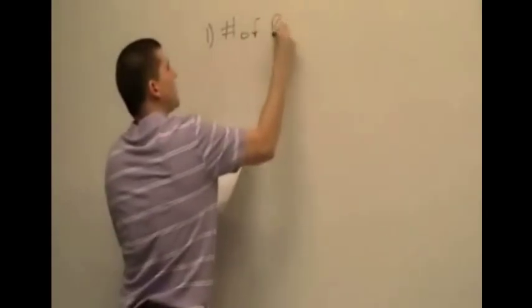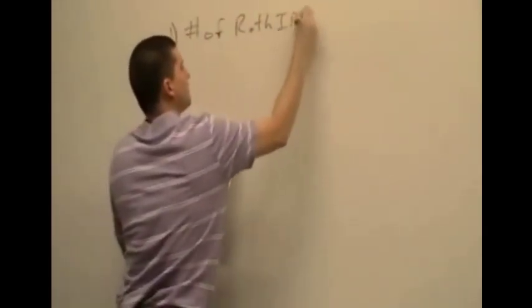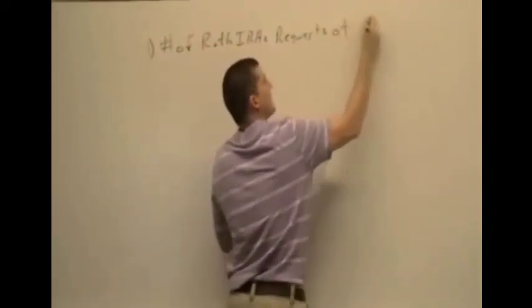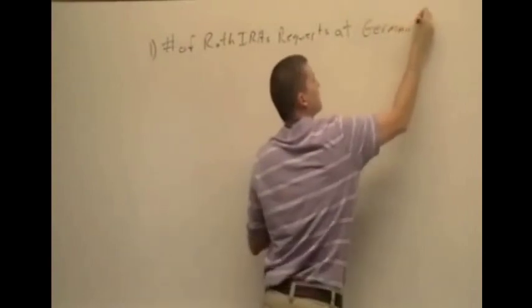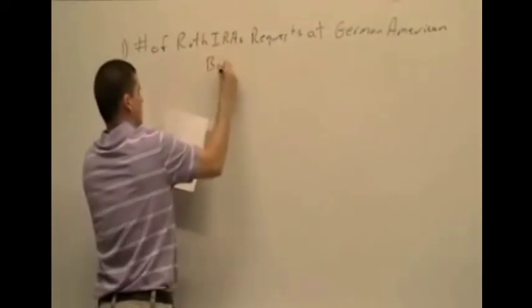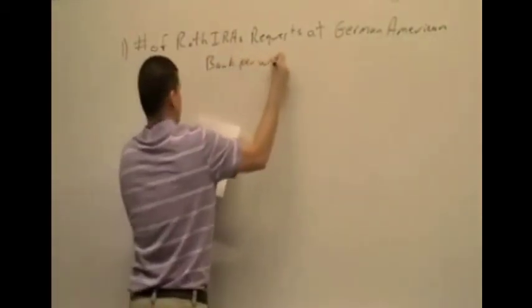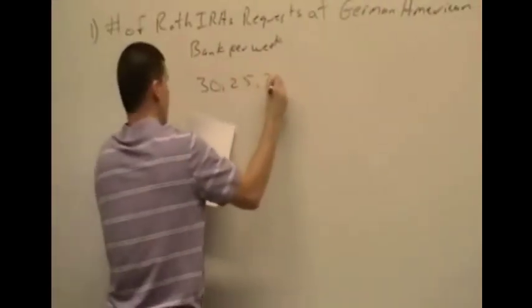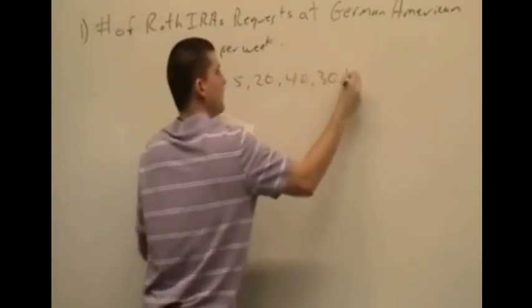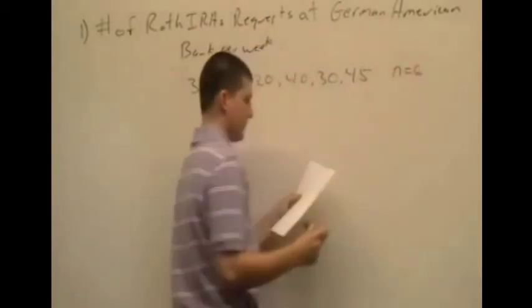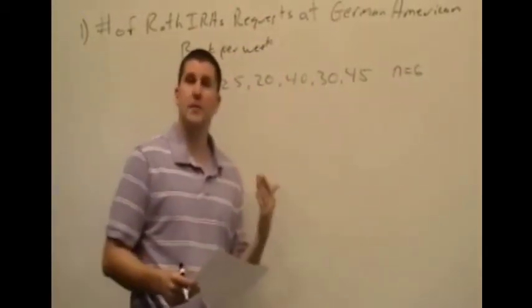Problem 1. This is the number of Roth IRA requests at, let's say, German American Bank. It's a smaller bank here in Evansville. At German American Bank per week, and we have numbers of 30, 25, 20, 40, 30, 45. We picked a sample. So there's 6 weeks here. N is 6 in this data set. All right, so it says, calculate the mean, median, mode.